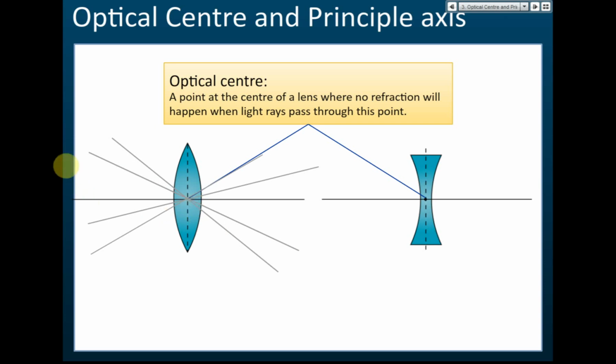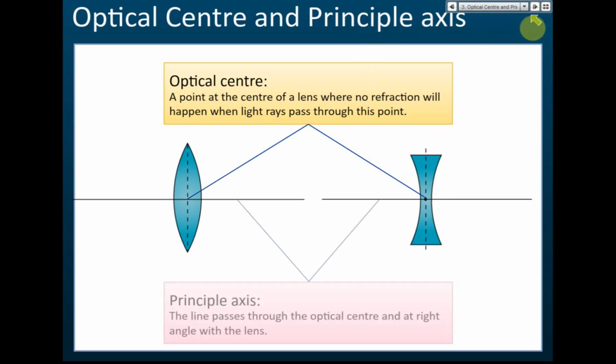Optical center. It's also true for a concave lens. All the light that passes through this point won't be refracted. So that is the optical center. Then what is the principal axis? The principal axis is a line that passes through the optical center and is at right angle with the lens. Right angle means 90 degrees. You can see that this line is 90 degrees with the lens, and it passes through the optical center. So that is the principal axis.